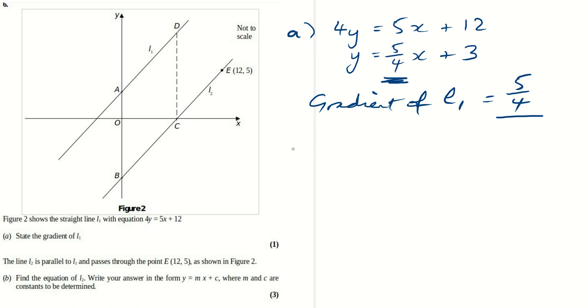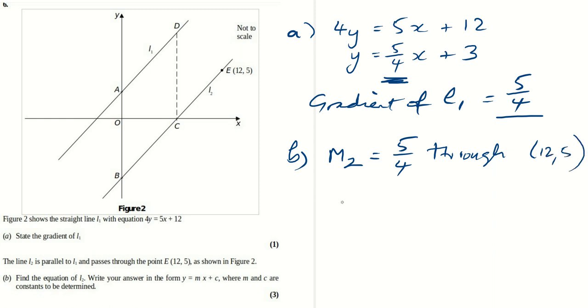Done. Part B. The line L2 is parallel to L1, and it goes through the point (12, 5). Find the equation of L2. So, well, we know that because it's parallel, the gradient of L2 will also be equal to 5 over 4. But we also know it goes through the point (12, 5).